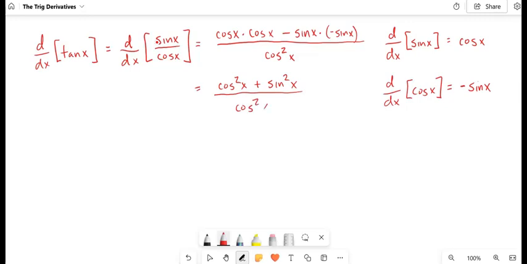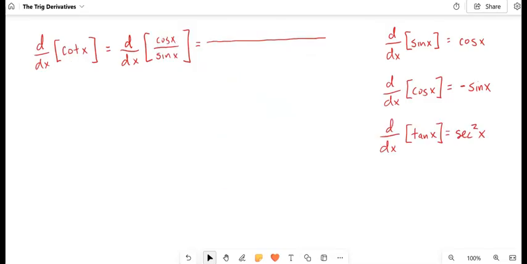Now you've got to remember, you can't do this. That's a big no-no in math, so don't try to do that. Instead, use the fact that cosine squared plus sine squared is always 1, and then cosine squared is on the bottom. Cosine is the reciprocal of secant, so 1 over cosine squared is secant squared. So now there's our derivative of tangent.